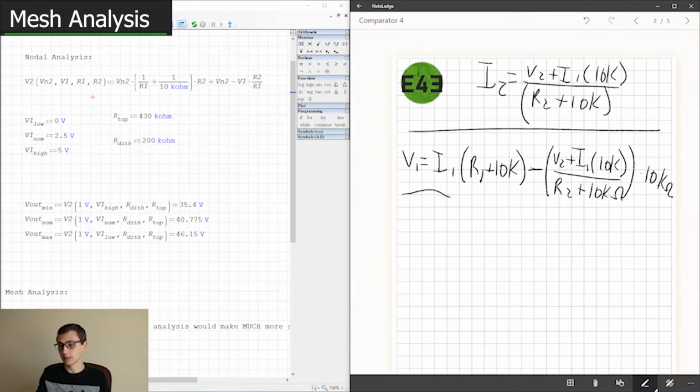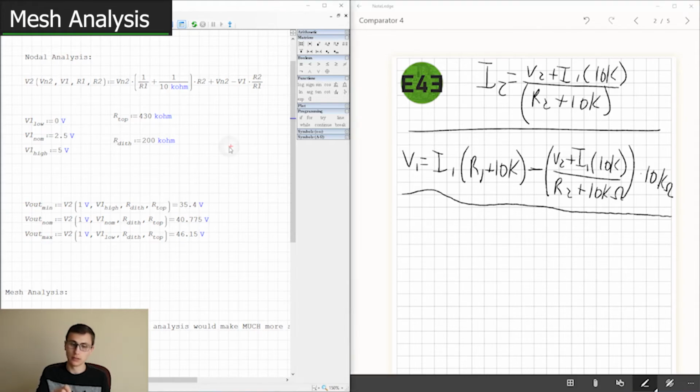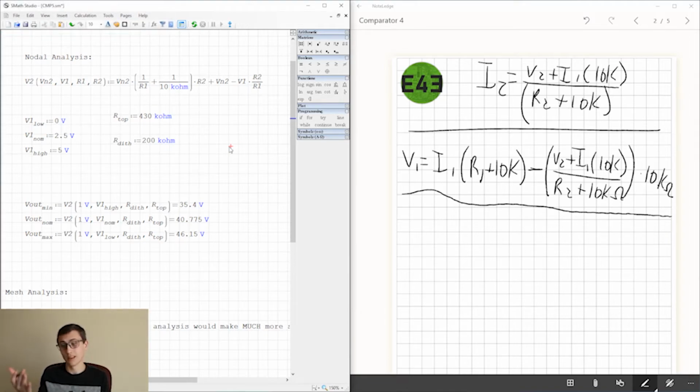It would already be a significant effort to break this down into something more conveniently enterable into SMath or whatever computational math tool you prefer. We prefer this one because it's free, much like Noteledge, which is what I'm capturing this in. I love free tools that facilitate learning and teaching and all that good stuff. I hope that you really enjoyed this walkthrough.